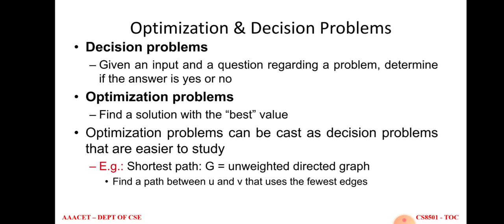So what is an optimization problem and what is a decision problem? In the word sense, decision problem means we can give the solution as either yes or no, which means we can easily decide whether the problem gives the solution either yes or no. That is a decision problem. So what is an optimization problem? For an optimization problem, we can find the solution with the best value. That is an optimization problem.